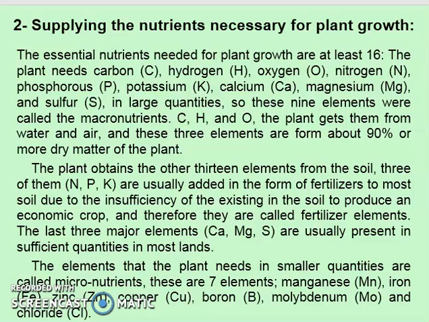However, calcium, magnesium, and sulfur are usually present in sufficient quantity in most land. The previous elements are usually called macronutrients because the plant needs them in high quantity. The 7 other remaining elements, like manganese, iron, zinc, copper, boron, molybdenum, and chloride, are called micronutrients because the plant needs them in a smaller quantity. They are important, but the plant needs them only in a small quantity.